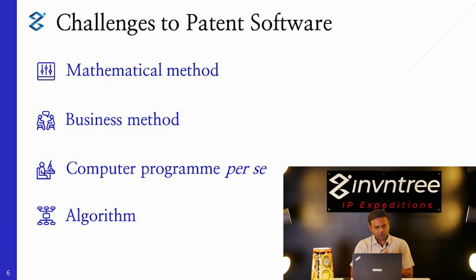So these are the four criteria, or these are the four different types of subject matter wherein the patent office might pose challenges that your software invention probably falls into one or more of these different subject matters, and therefore your software invention cannot be patented. So that is where the challenge kind of starts coming up, right? So what we need to do is actually understand each of these different types of subject matter which are excluded from patenting.